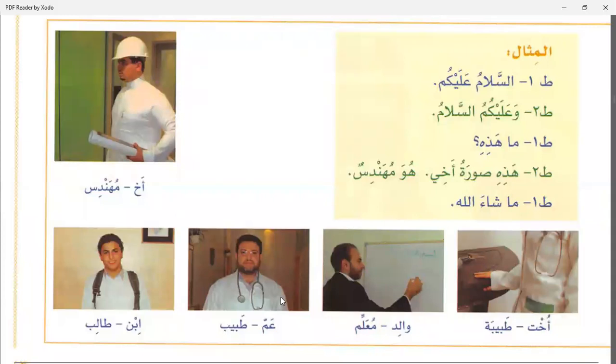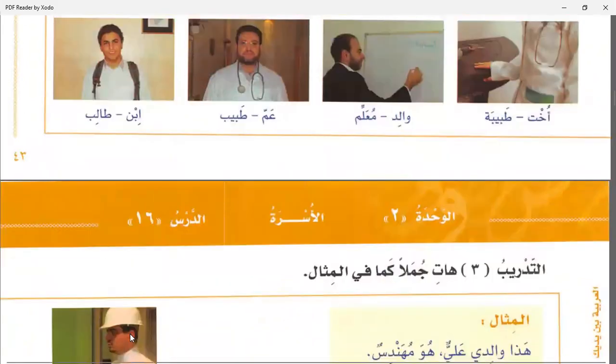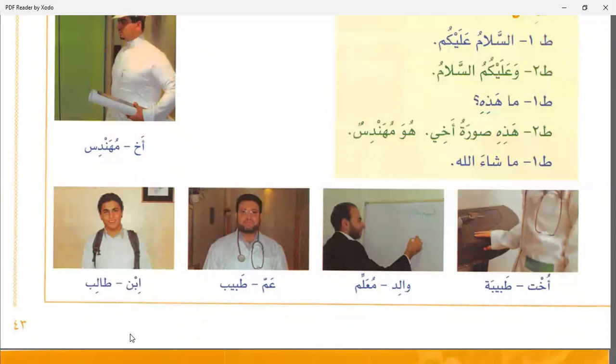Okay, in this one, the last one, we can also read it like this: hadhihi suratu ibni. We can make alif silent also. Hadhihi suratu ibni, huwa talib.